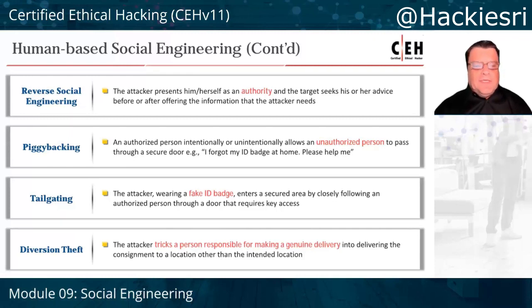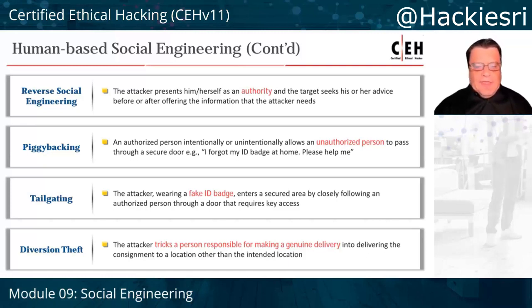An added flourish on this is tailgating. In tailgating, the attacker wearing a fake ID badge enters a secured area by closely following an authorized person, that is to say, someone who is authorized through the door that requires key access. In this case, the person who's going through, who is authorized, seeing that the person following them, who is the intruder, is seemingly wearing an ID tag, is even more likely to allow them to follow them through the door without, in fact, also using their own ID tag.